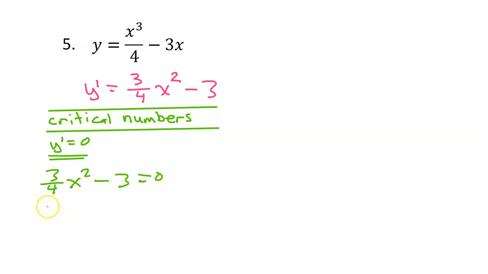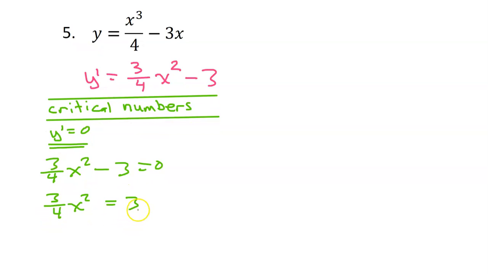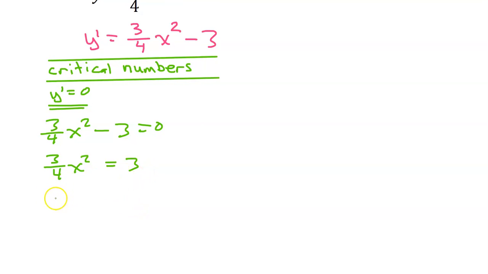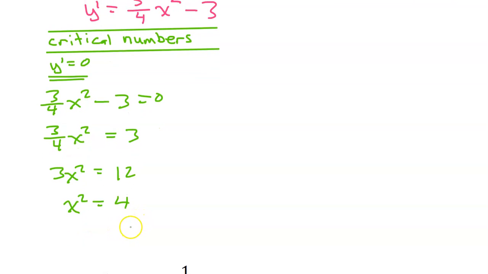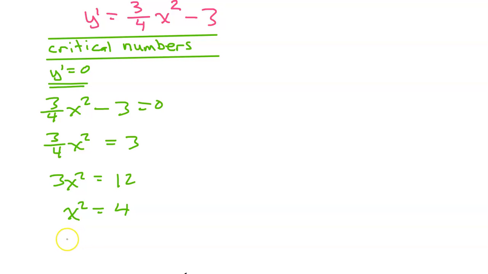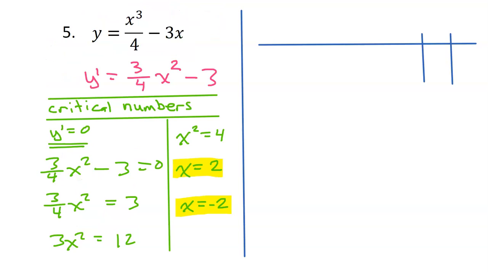Adding 3 to both sides, we have 3/4 x squared is equal to 3. Multiplying by 4, that's 3x squared is equal to 12. Dividing both sides by 3, we have x squared is equal to 4. And taking the square root of both sides, we have x is equal to plus or minus 2. So you take these critical numbers and put them on a number line in order so you can make a sign chart.